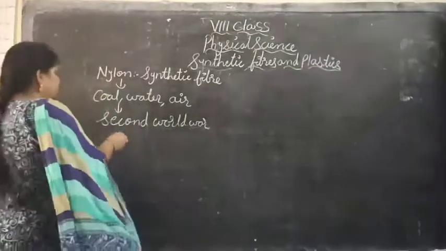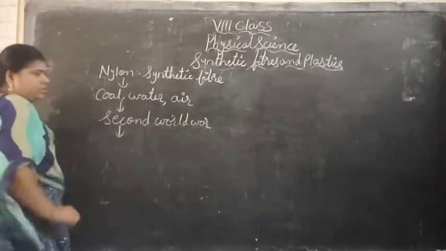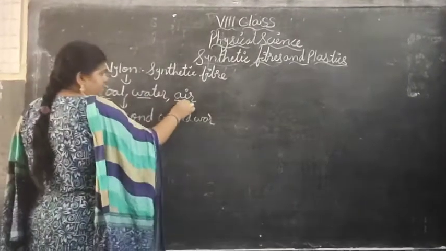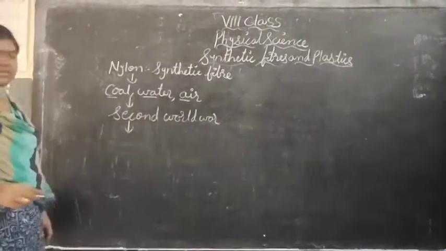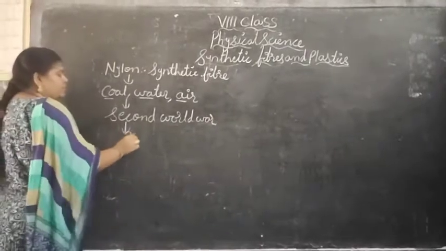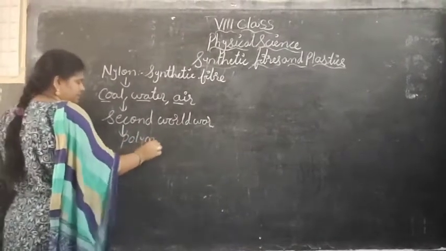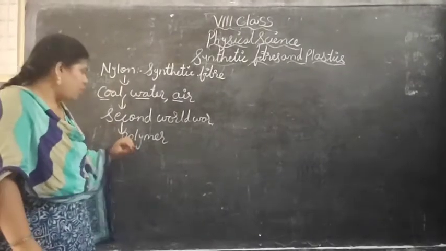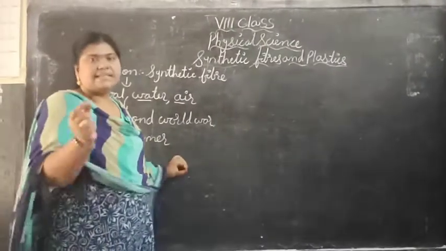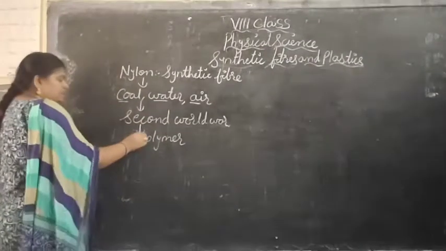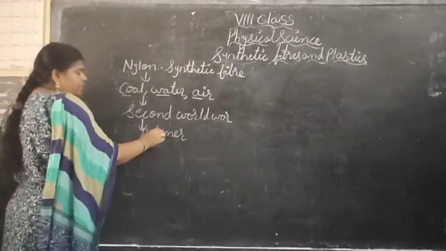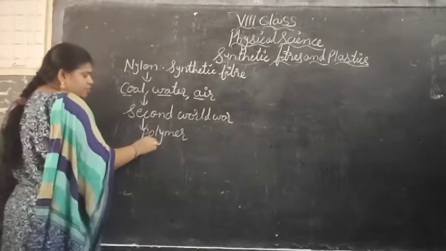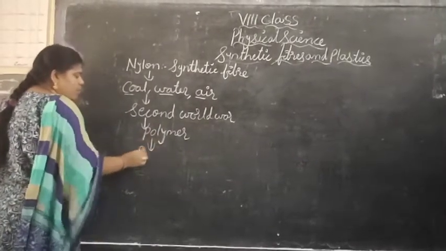And here, this nylon. We told that coal, water and air. Only these 3 things, with these 3 things we prepared? No. Here we used polymers. Already I told you what polymers are. Poly means many, mer means a single unit. All these single units join together to form a polymer. The polymer we are using here is called polyamides.